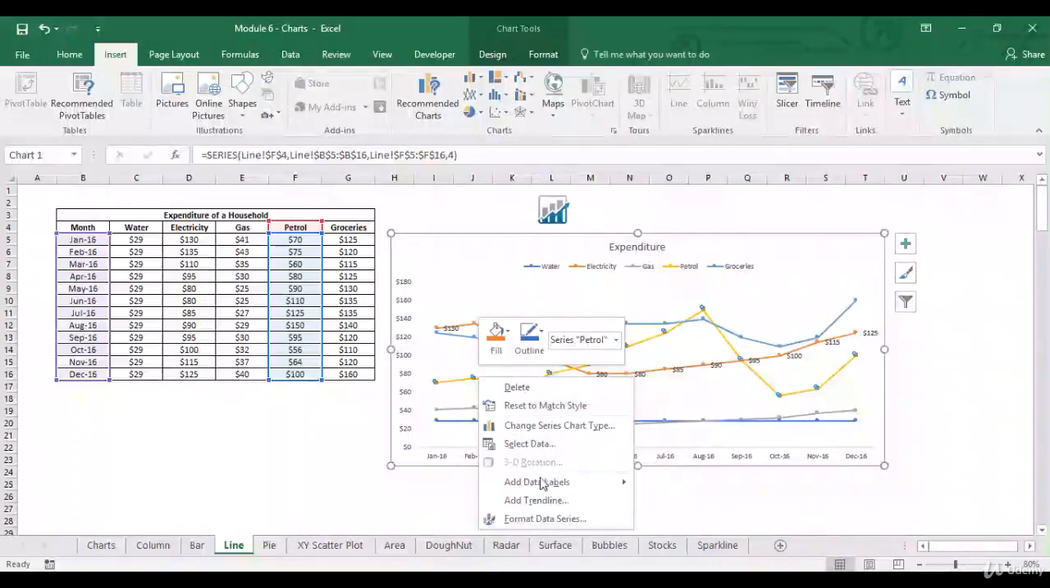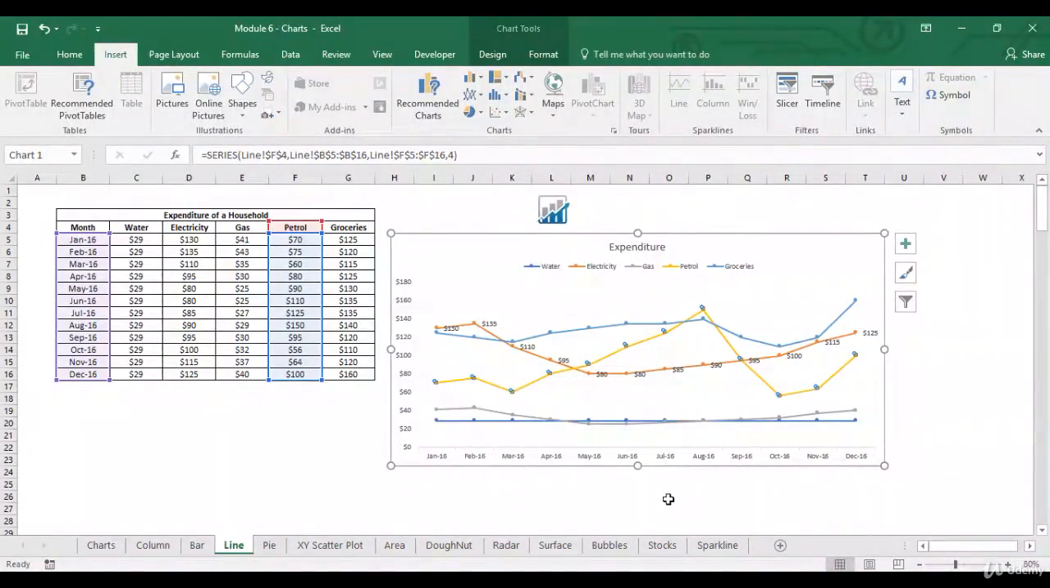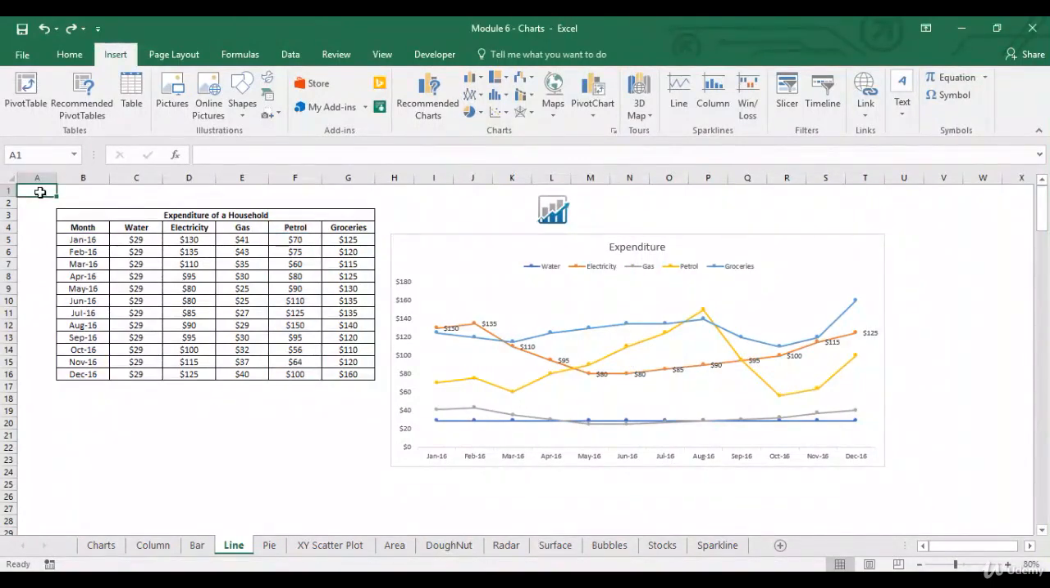If I do an add call out, let's see. So what the add call out does is for each and every value, it will also show me which month that value is belonging to. But that is just too much of data and it just populates my plotting area and just makes a mess of my chart. So I'll just do a control Z. So now with the line chart done, we'll close this session over here, and in the next session we'll discuss the remaining type of charts.